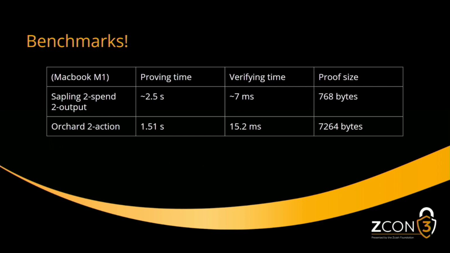So what does this actually give us? I've just done some very quick benchmarks on my laptop, and if you look at a Sapling circuit, Orchard has an action which is 1 input, 1 output. So for comparison, I'm doing a 2 input, 2 output Sapling, and you end up on my M1 with a proving time for Sapling of around 2.5 seconds, because it's about 1.2-ish seconds per spend proof, and you have 2 of those. And then it's about 1/10 of that, I think, for output proofs. So you end up with about 2.5.